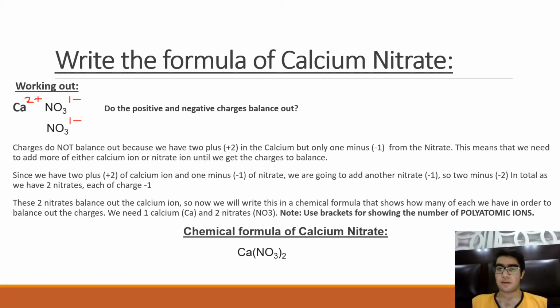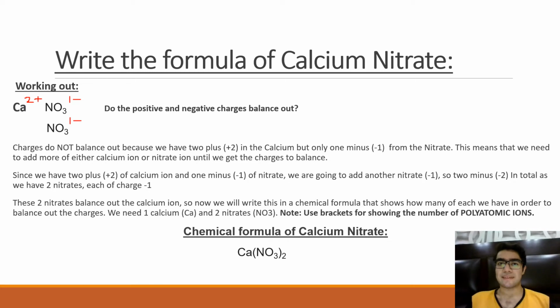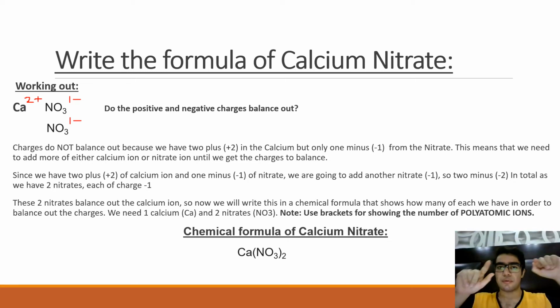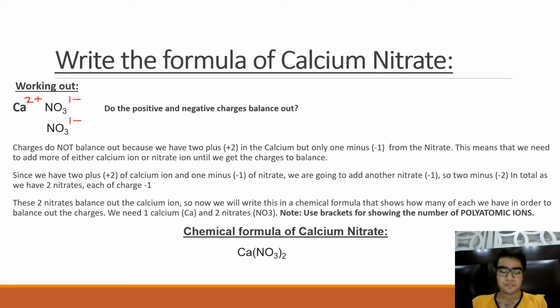Yeah, and one important thing to note is that for polyatomic ions, if we have more than one polyatomic ion, so in this case we have 2 nitrates. Nitrate is a polyatomic ion and we have 2 of them. So if you have more than one polyatomic ion, 2, 3, 4, you need to use parentheses, which means brackets. You need to put the number in brackets. I'll tell you how. So here's the chemical formula of calcium nitrate.